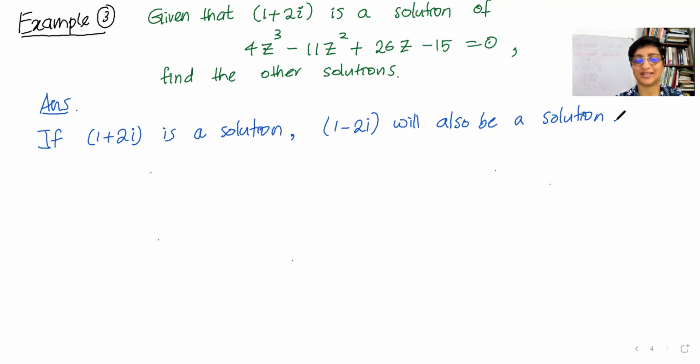Now, think of this as a problem given to you. Okay, this is problem solving. We have 2 solutions. It's a cubic equation. How do you find the third one?